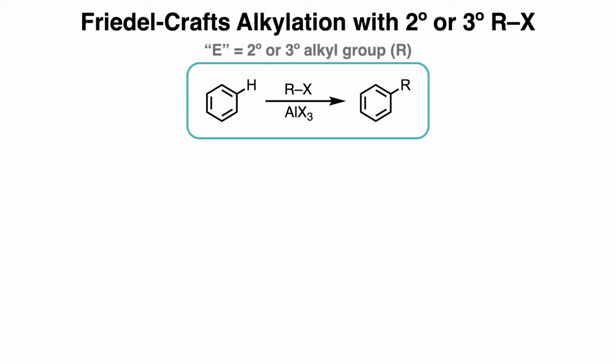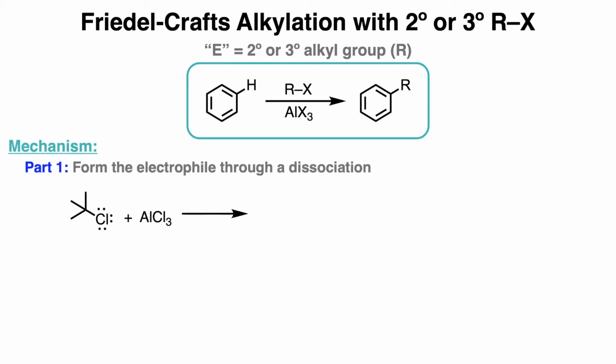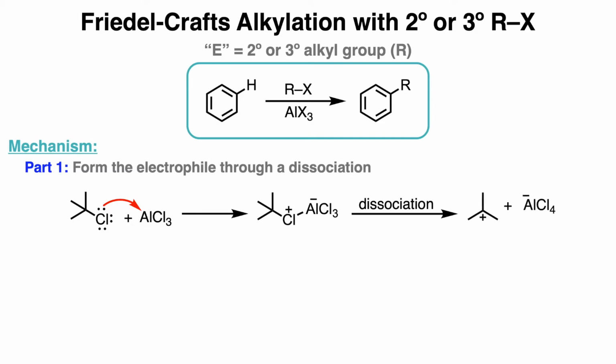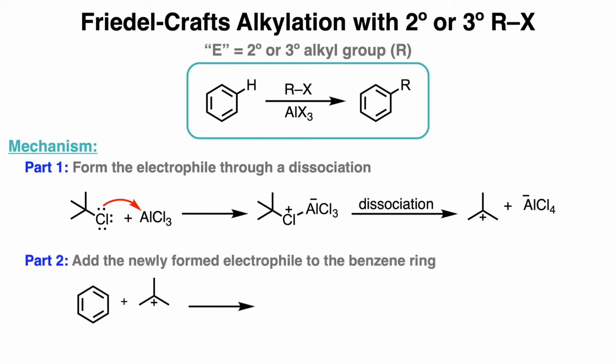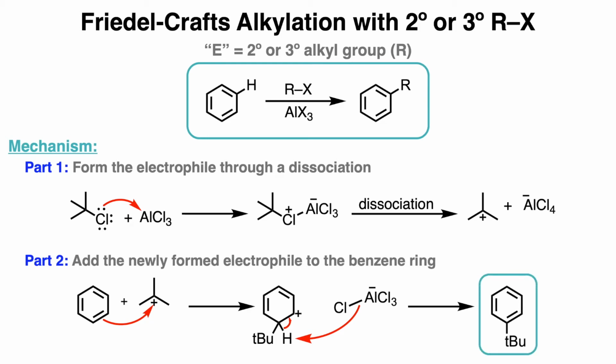Friedel-Crafts alkylation can also work with secondary or tertiary alkyl halides, but the mechanism to form the electrophile is slightly different. In this example, we're using tert-butyl chloride with aluminum trichloride. One of the lone pairs from Cl attacks aluminum to get the following intermediate, but then AlCl4- dissociates to form a stable tertiary carbocation. This electrophile is then added to benzene to form a sigma complex. Then one of the Cl-aluminum bonds in AlCl4- deprotonates a hydrogen atom to then restore aromaticity in the product.